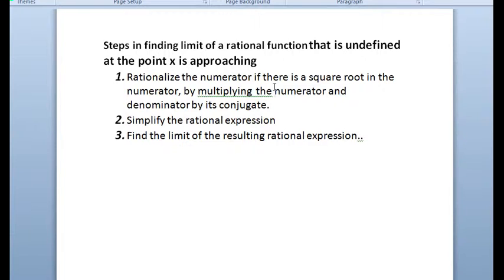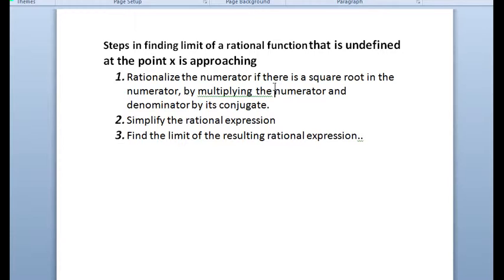Feel free to stop the tape and copy down the steps in your notebook so that you will have those steps in your notebook as we proceed, and you can refer back to those steps. Once again, if you have a rational function that is undefined at the point that x is approaching, number 1, if there's a square root in the numerator, you have to rationalize the numerator by multiplying numerator and denominator by the conjugate of the numerator.